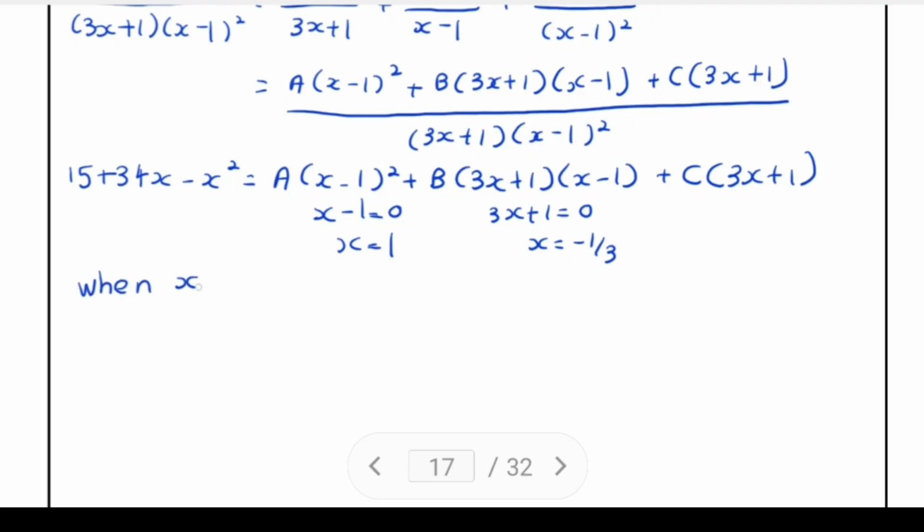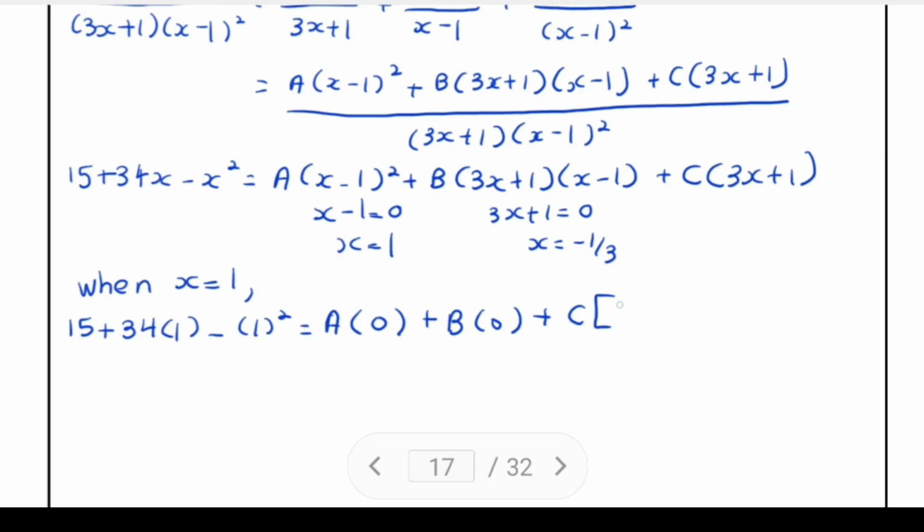So when x equals 1, substituting into the equation, we're going to have 15 plus 34 times 1 minus 1 squared equal to a. When we substitute 1 into the equation, we're going to have 0 plus b. When we substitute 1 into the bracket, we're going to have 0 plus c times 3 times 1 plus 1. So if we simplify, we're going to get 48 on the left hand side, and for the right hand side we're going to have 4c. So c equals 12.